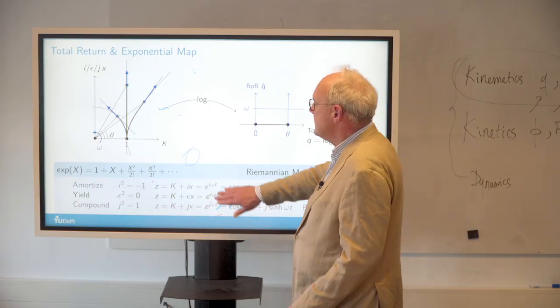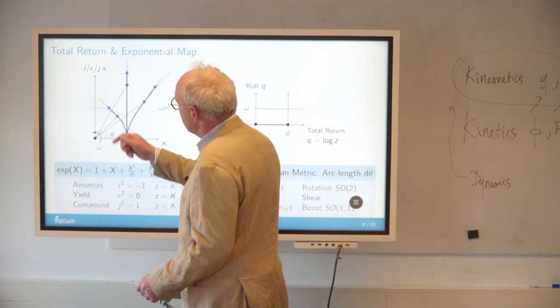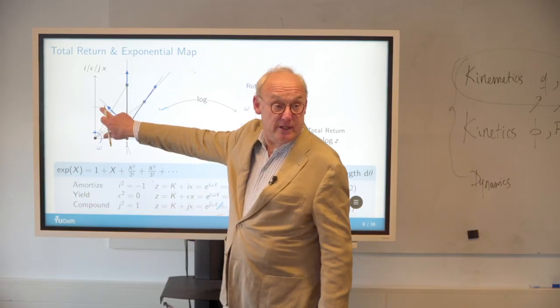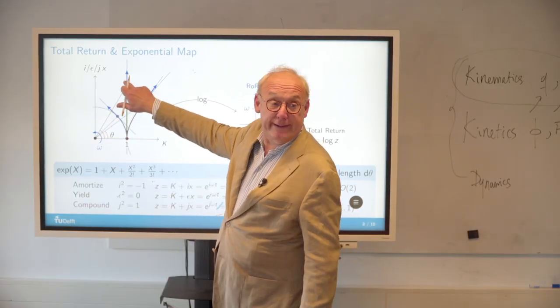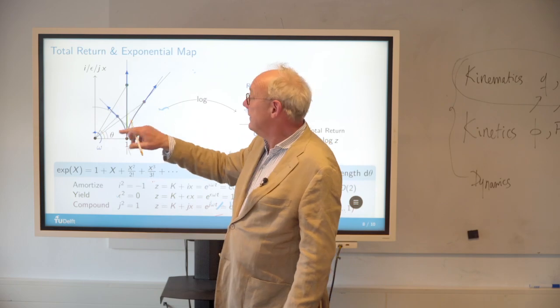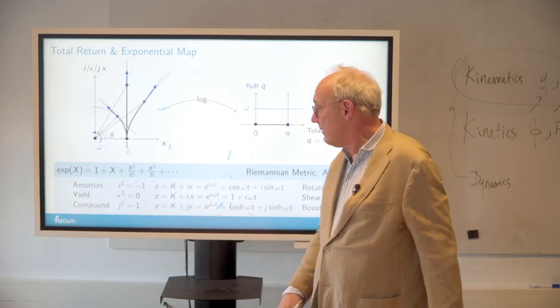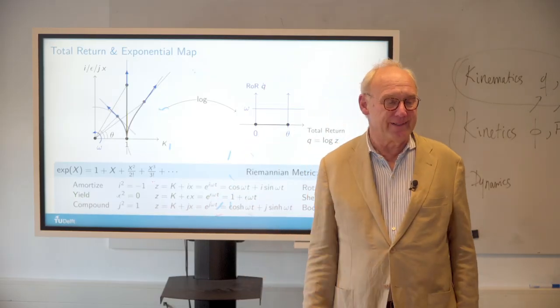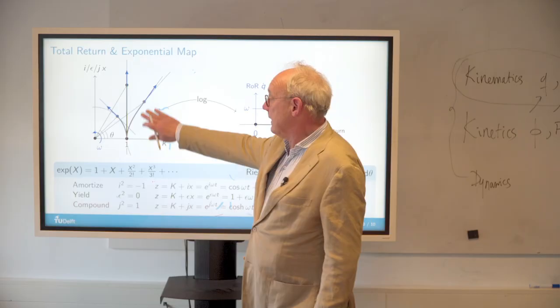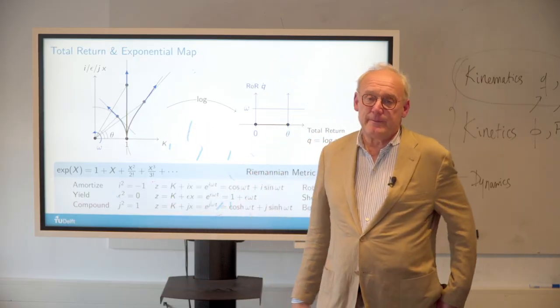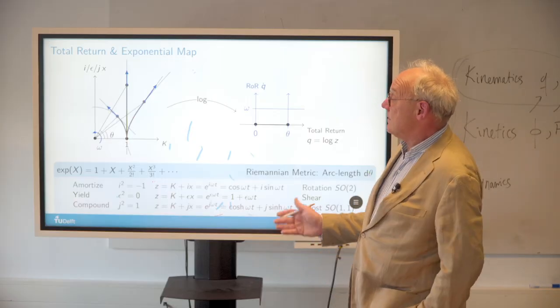So let's look at this thing. You remember this. This is our amortized loan. This is our crop yield. And this is our own compounding, the growth, or compound. This is the regular growth. Now this, I like this. So what happens here?